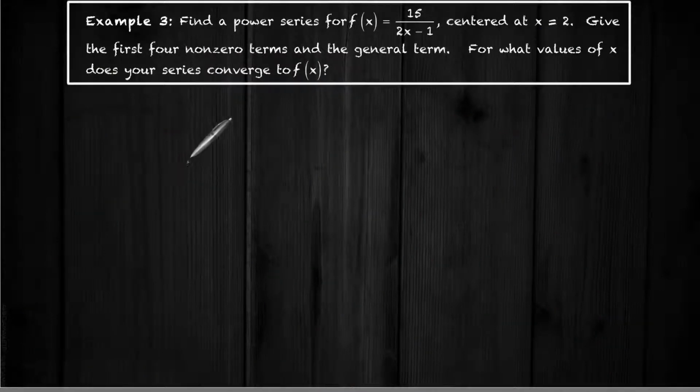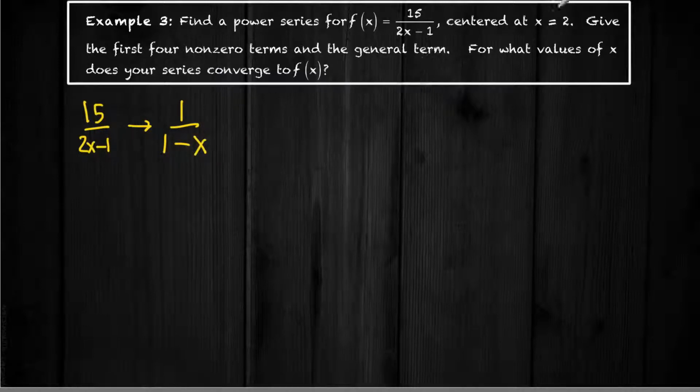Okay, this example is the most challenging out of all three because the function that we are trying to approximate by recognizing that it looks kind of like a geometric series looks nothing really like a geometric series. So we need to manipulate this using clever algebra so that we can get it into this form. So basically the big idea here is we need to take 15 over 2x minus 1 and we need to manipulate it into something that looks like this. 1 over 1 minus x.